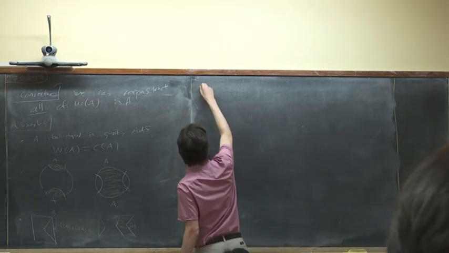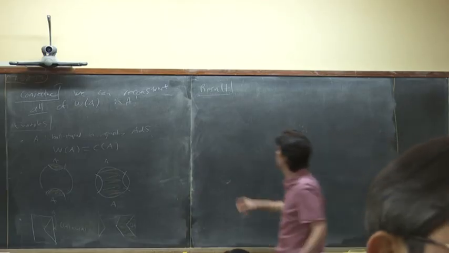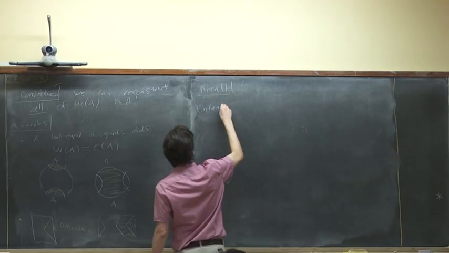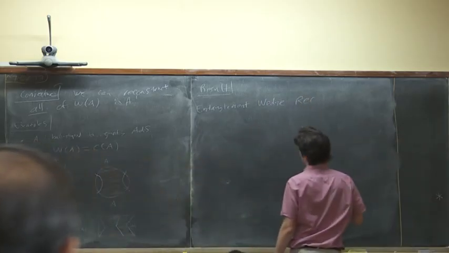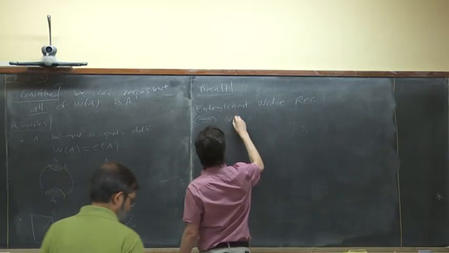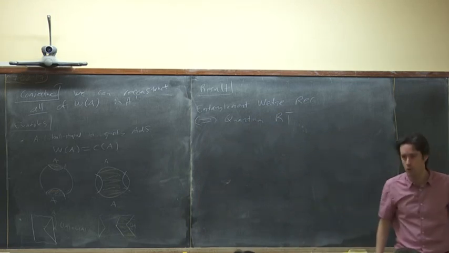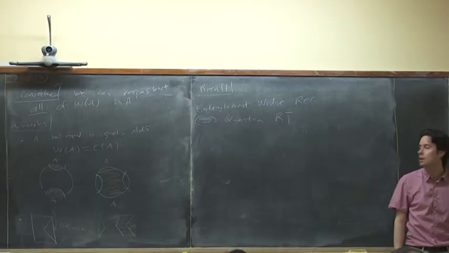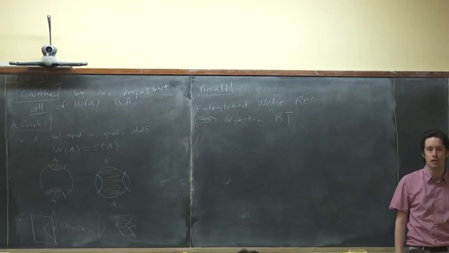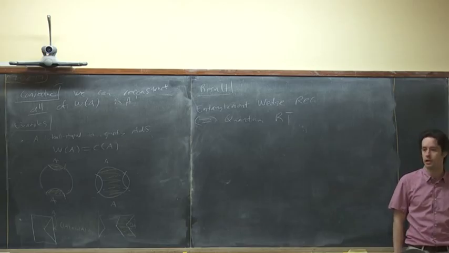So now the big result, which will be the main goal of lecture 4, is that entanglement wedge reconstruction is equivalent to the quantum Ryu-Takayanagi formula. So you can't have one without the other. If the quantum Ryu-Takayanagi formula is true, then entanglement wedge reconstruction is true. And conversely, if entanglement wedge reconstruction is true, i.e. if we have an error correcting code, then there will be a version of the Ryu-Takayanagi formula which is also true.